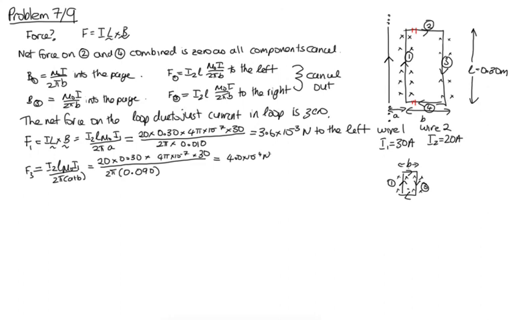And now we consider the direction. So in this case, I2 is going down the screen, whereas for F1 it was going up the screen. So down the screen and then into the page, and you can see that this force is going to be to the right.